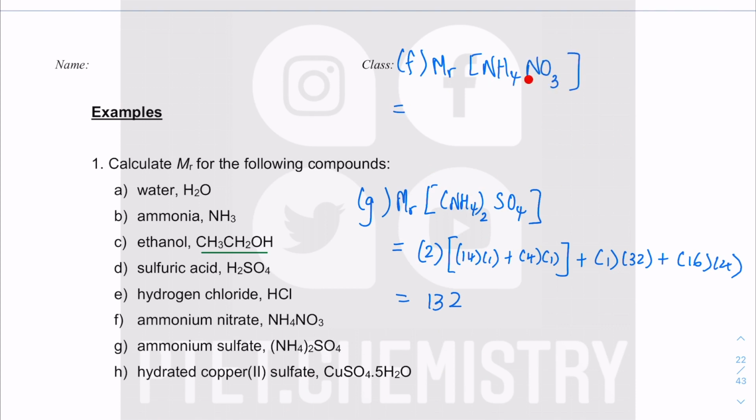So altogether I can see there are 2 nitrogen, so there's 2 times 14. Altogether there's 4 hydrogen, so 4 times 1, and then I add together there are 3 oxygen, so 16 times 3 plus 4 times 1 plus 14 times 2, I get 80.